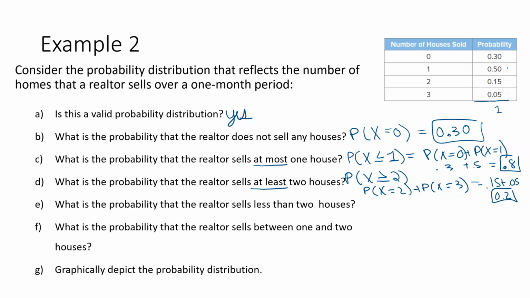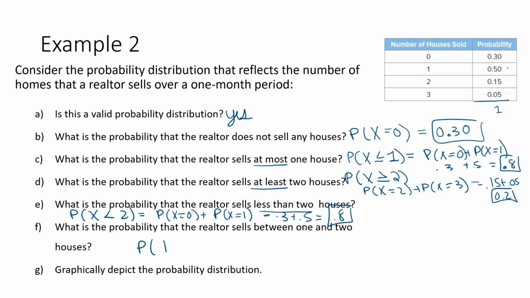What is the probability that the realtor sells less than 2 houses? So less than 2, the values that are less than 2, that's 0 and 1. And it's not 2 because it's not equal to 2, so just 0 and 1. So that's 0.3 plus 0.5. That's 0.8 again.